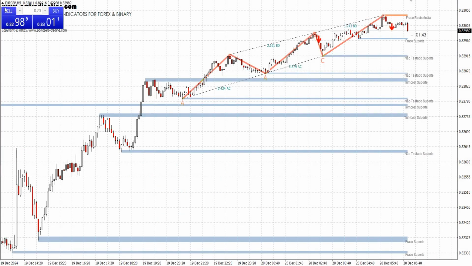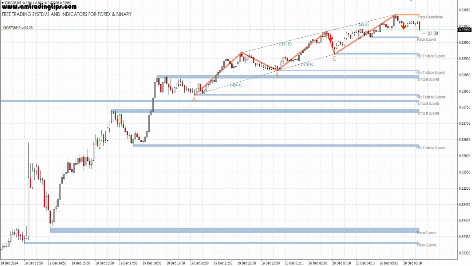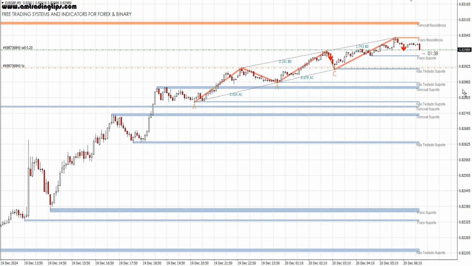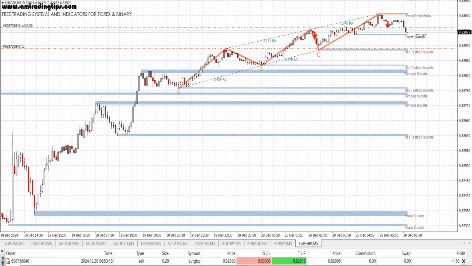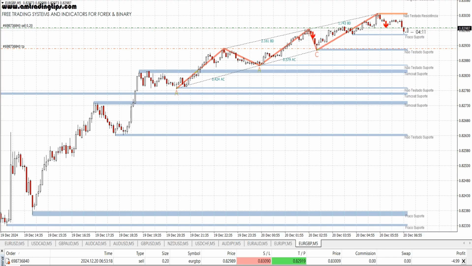All right, traders, we've just received a sell signal from the ABCD chart pattern indicator. This is a great opportunity, so let's act quickly. I'm placing a sell trade right now. Here's the setup. Take profit level at the C wave of the ABCD pattern. Stop loss at the last resistance level to manage risk. By setting these levels, we're protecting ourselves while giving this trade the best chance for success.